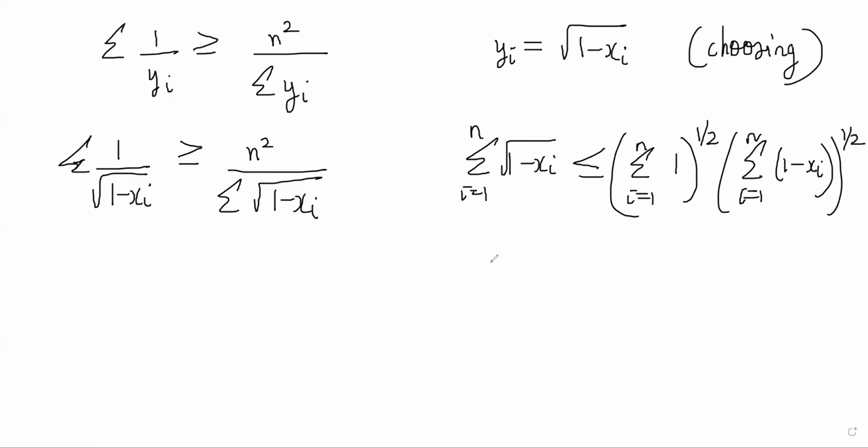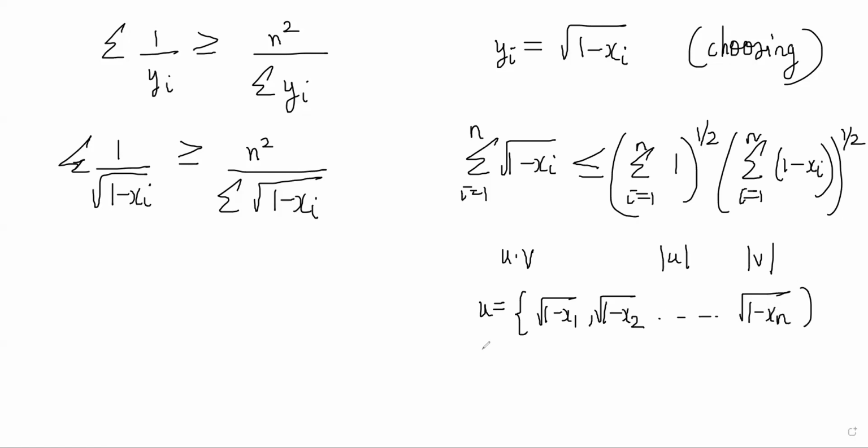What are we doing here? We are using u dot v and mod u mod v, where u is what vector? U is the vector with components root over 1 minus x1, root over 1 minus x2 and so on, root over 1 minus xn, and v is the vector with components 1, 1 and so on. So u dot v will give me the left hand side, and mod u and mod v will give me this, right?